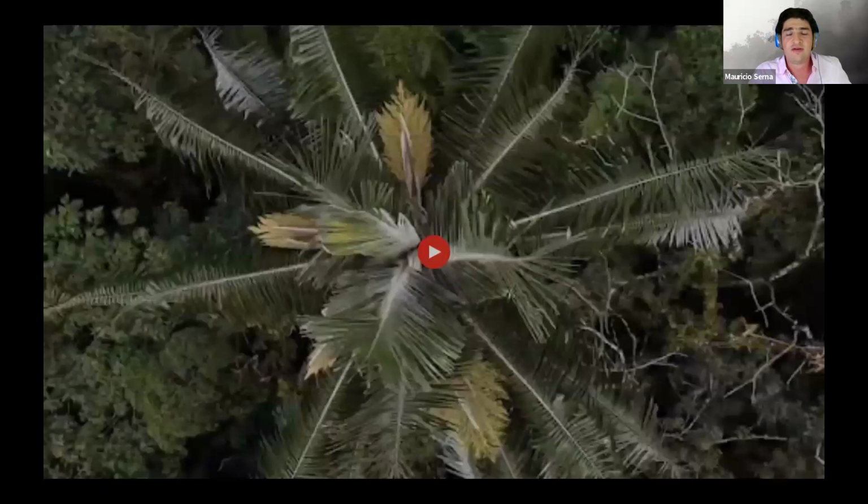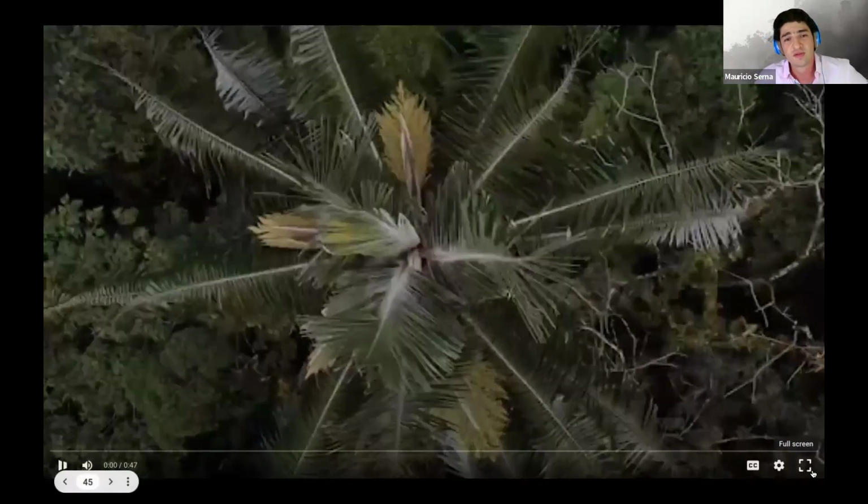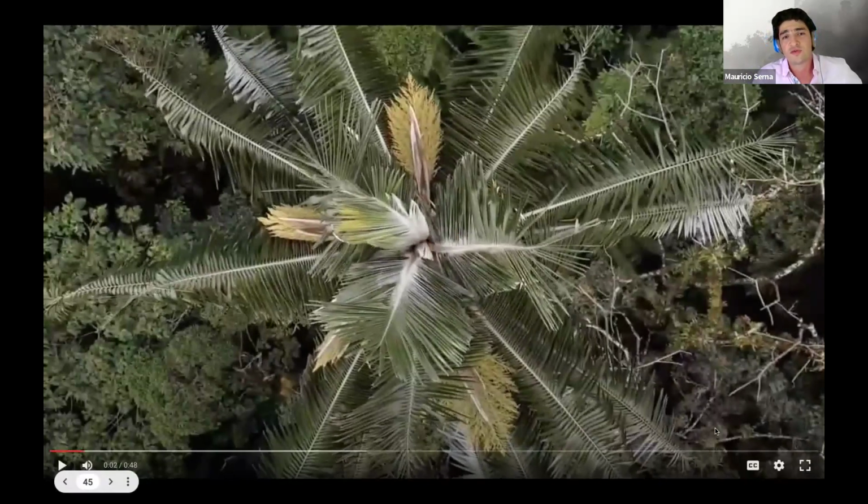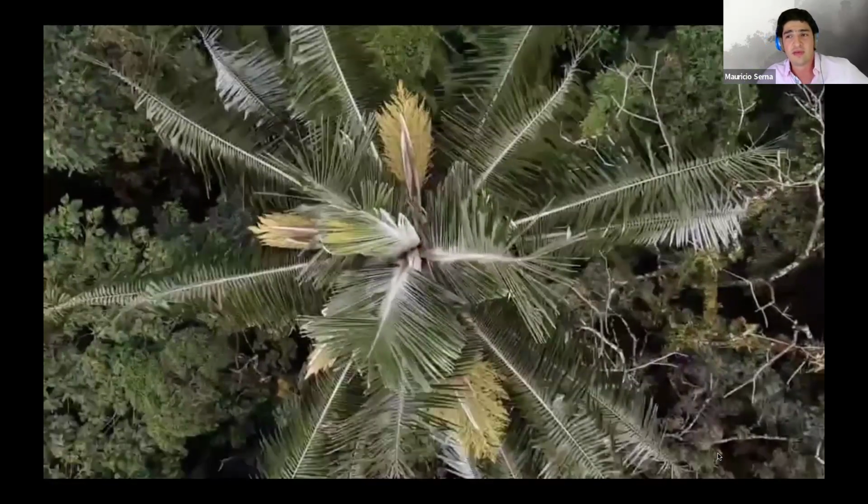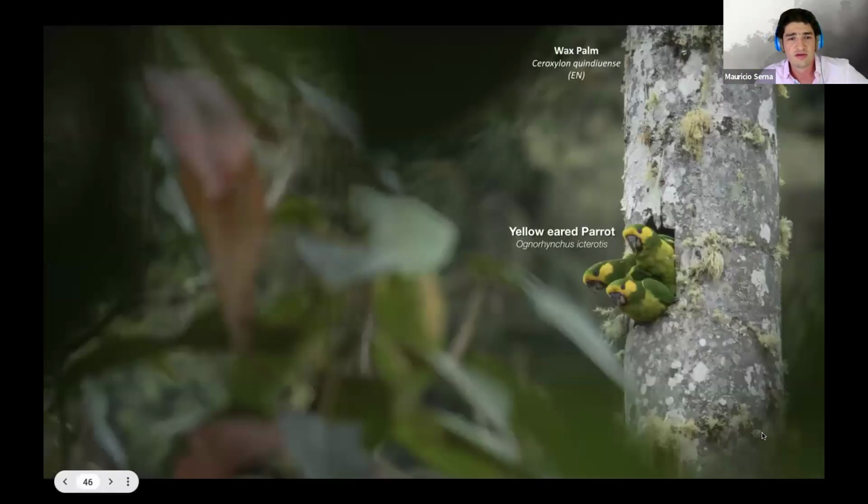Go ahead, Dave. And now I'm going to show you some of the most interesting species that we have in El Globo. The first one is the yellow-eared parrot. That's going to show up in just a second. There you go. This species is really interesting because it was critically endangered about 20 years ago due to the logging and unsustainable use of the wax palm. It's the only tree where this bird nests. So it was critically endangered, and due to this type of conservation project, the yellow-eared parrot has decreased in its threat status following the IUCN threat status.